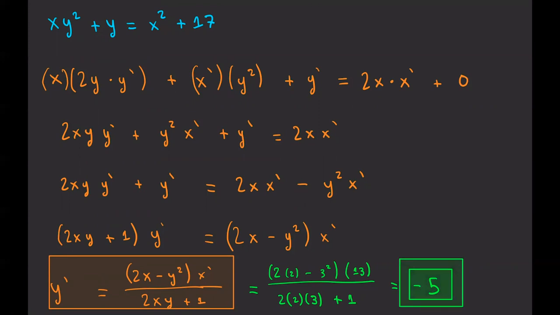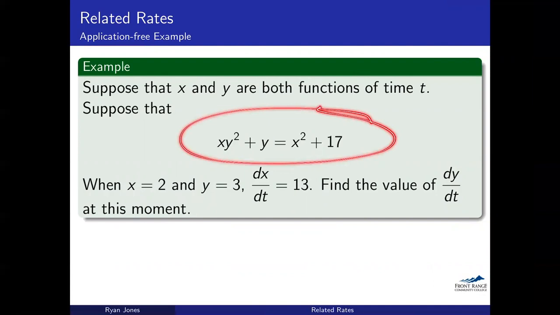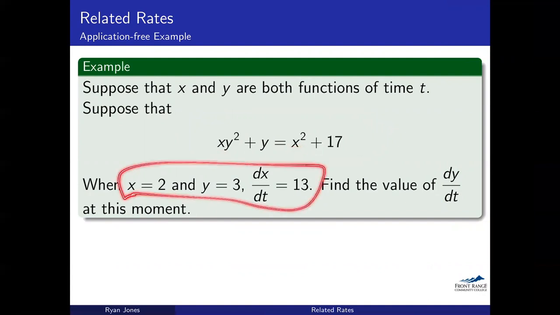That tells us exactly what dy dt is when x is equal to 2, y is equal to 3, and x prime is equal to 13. And so what you'll notice here is that this problem is basically just implicit differentiation. Especially when I don't put an application in here, it's really just, hey, do implicit differentiation on this. You have to obviously be careful about your x's here and that you're going to have x primes somewhere in there. But then you're just plugging everything in and solving for y prime and you're done.